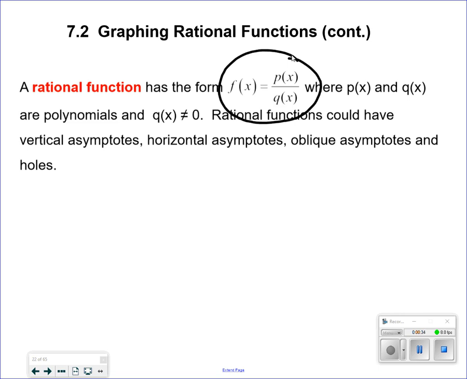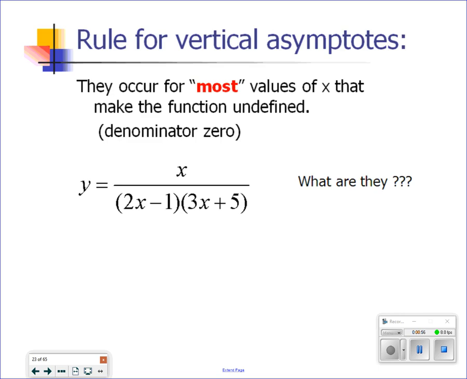Yesterday on the 7.2 Day 1 notes, there was an addition or subtraction at the end that became our horizontal asymptote. And so we won't have that anymore. We will have just one fraction. And so we have to figure out, when does a vertical asymptote occur? When does a horizontal asymptote occur? When does an oblique? And when are there holes? Let's first talk about vertical asymptotes.